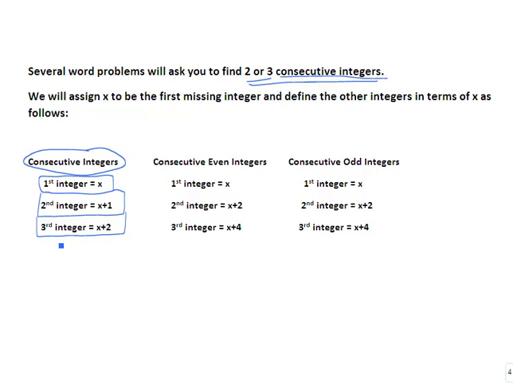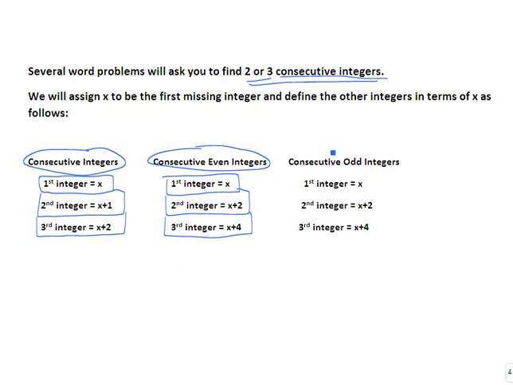Now how does this change if we're looking for consecutive even integers? It doesn't change too much. The first integer will always still be x, but this time to make sure that we get the next even integer, remember we have to add 2. So the second integer would be x plus 2, and to get the third integer we'd have to add 2 more, so that gets us to x plus 4.